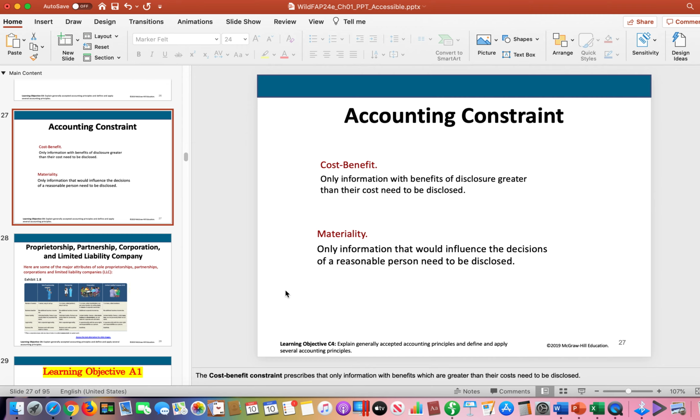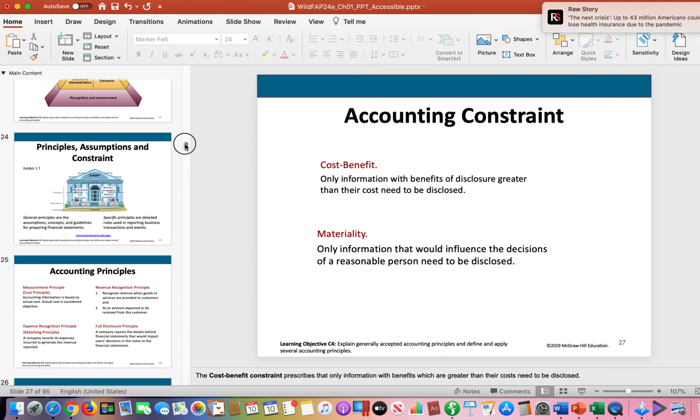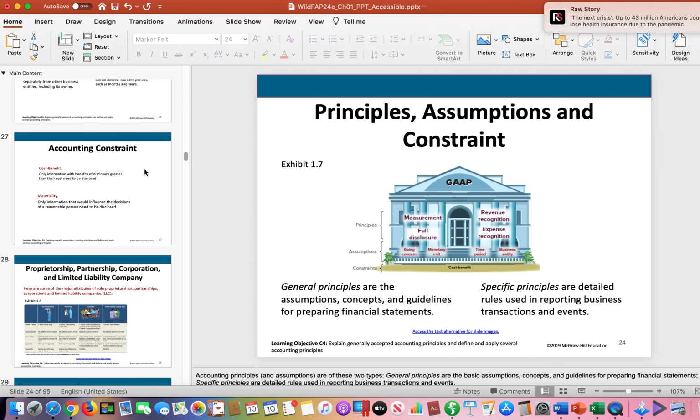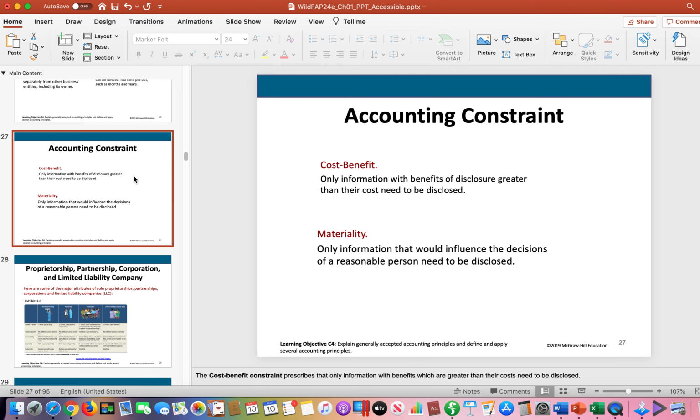And remember, going back to this slide here, see at the bottom here, cost benefit or constraints. So there are two elements of constraint. We talked about the principles and the assumptions, but there are some limits to those assumptions and limits or constraints to those principles. There are two of them, cost benefit and materiality. They're related.